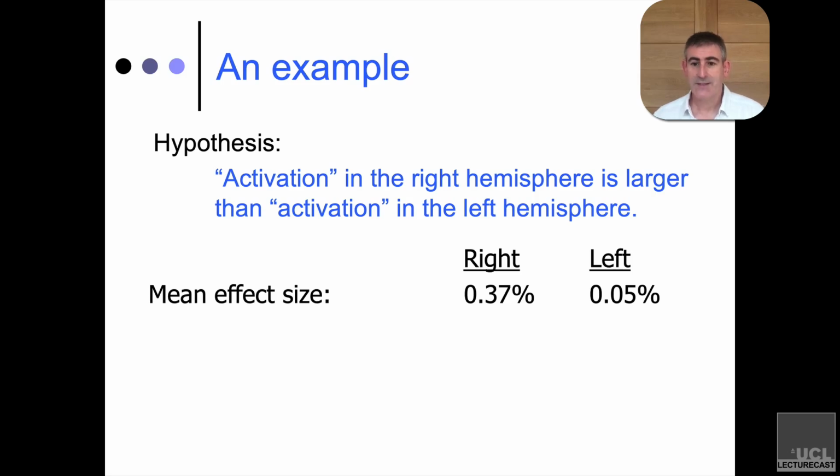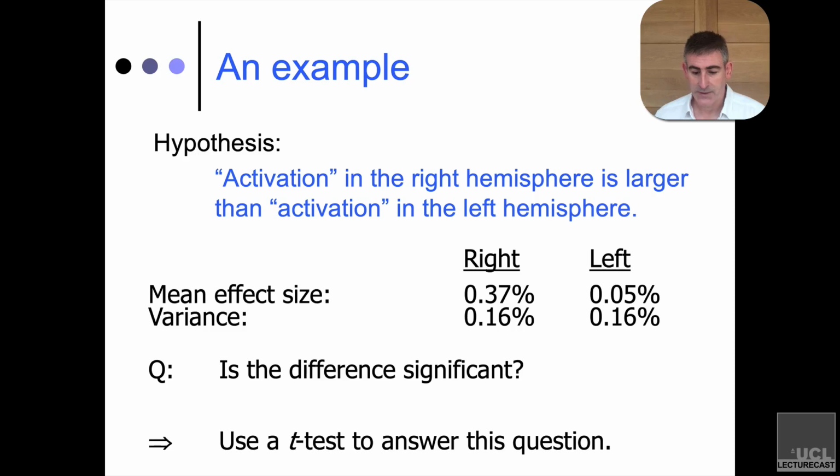The next question then is, is that meaningful, or is that something that we would expect just by chance? So just looking at the mean effects doesn't really tell you that. We also need to consider the variation there. And in this case, I'm going to assume that the variance in both hemispheres is the same. Actually, I'm not assuming that, I've actually calculated it from the data. But in this case, they end up being the same. And with those two figures, we can start to test our hypothesis a little bit more rigorously.